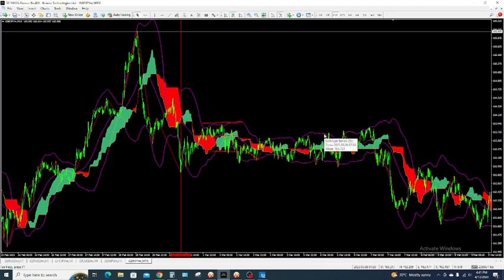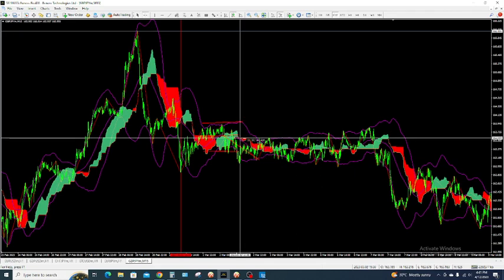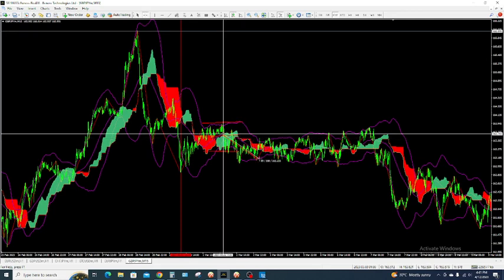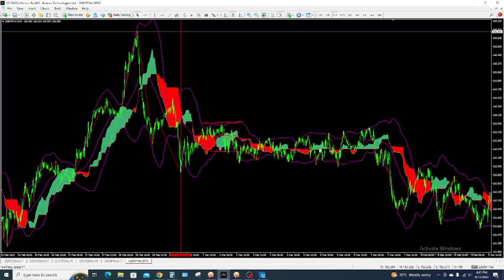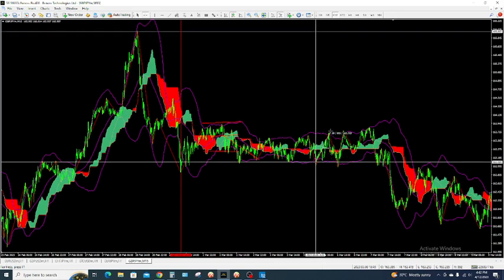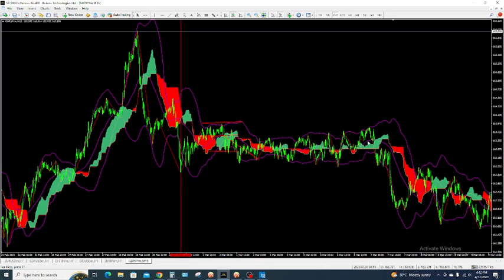Why did I add Ichimoku to the Bollinger Band? I'm adding the Ichimoku to the Bollinger Band to let me know exactly if the market is selling or buying. Where you see red is sell, and where you see green is buy. The moment I'm seeing red here, it's telling me at this point that I'm supposed to be taking a sell. When I'm seeing green here, it's telling me at this portion I'm supposed to be buying. But there is green, red, green, red.